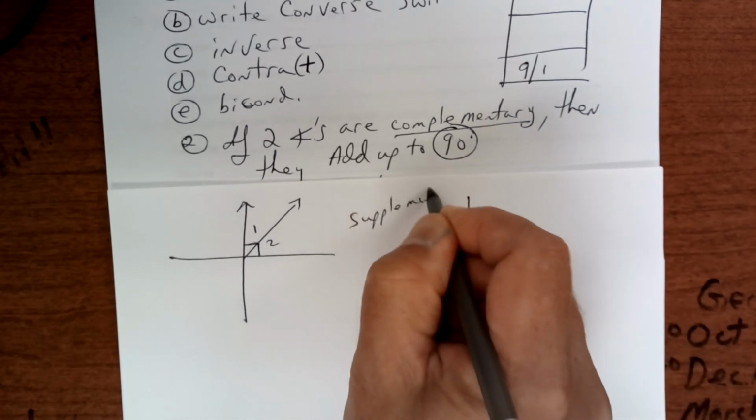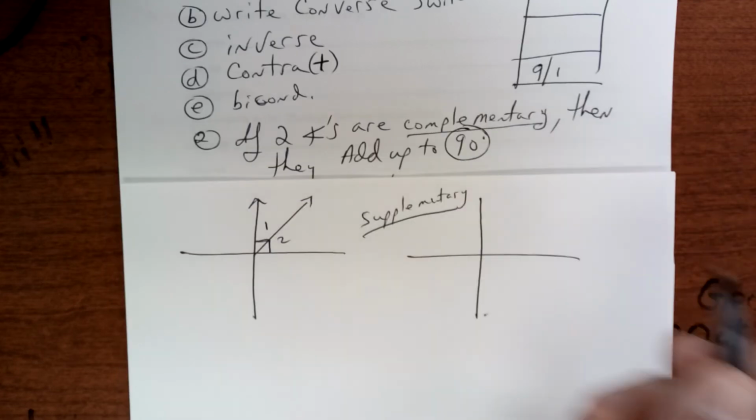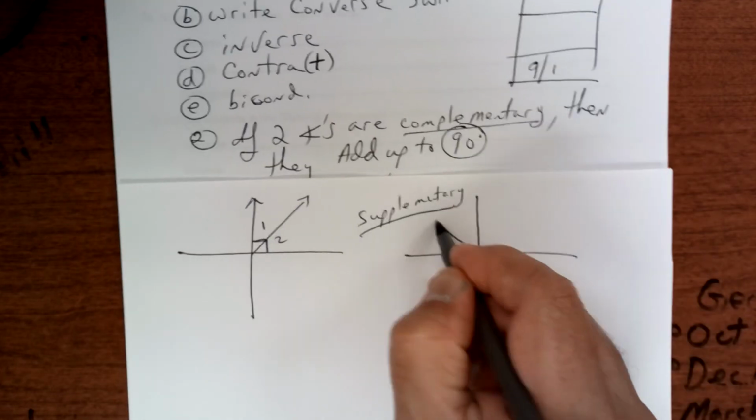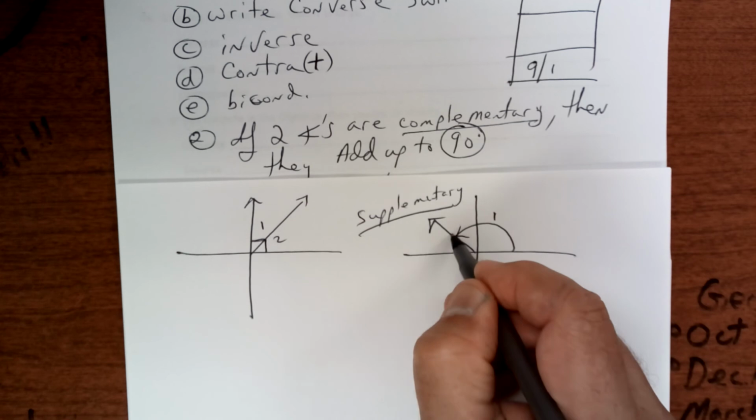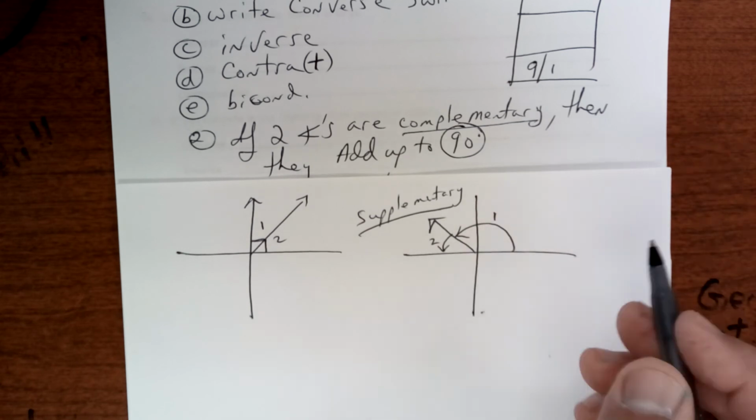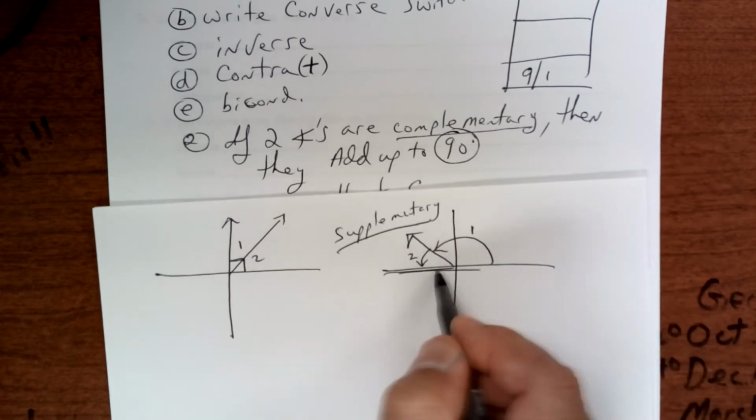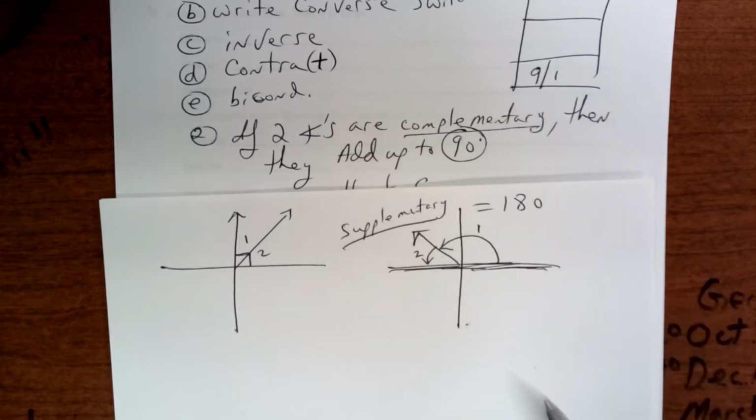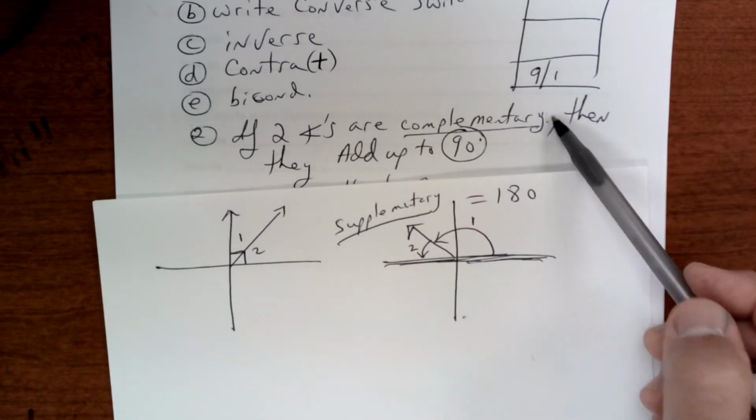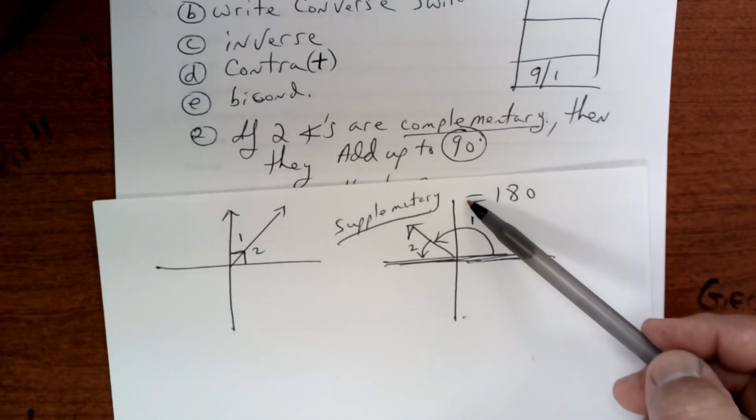and you need to know both of these for the EOC. Supplementary would look like this. This would be angle 1. This would be angle 2. And supplementary adds up to this line. And every line is 180 degrees. So there's two things you need to know. Complementary, supplementary. And these are new definitions and new terms.